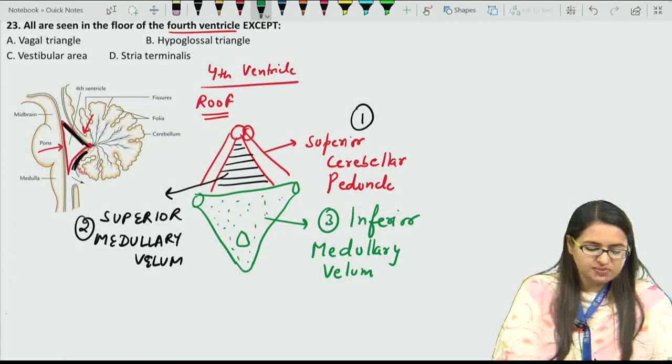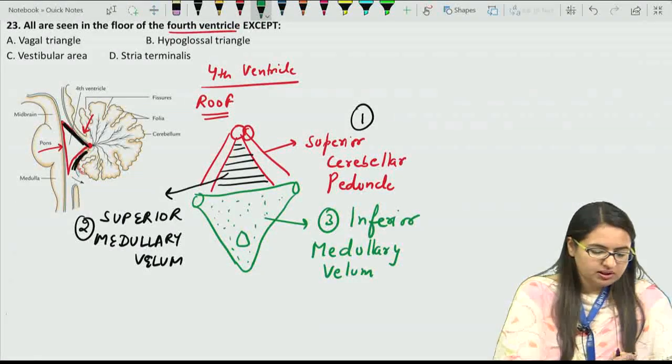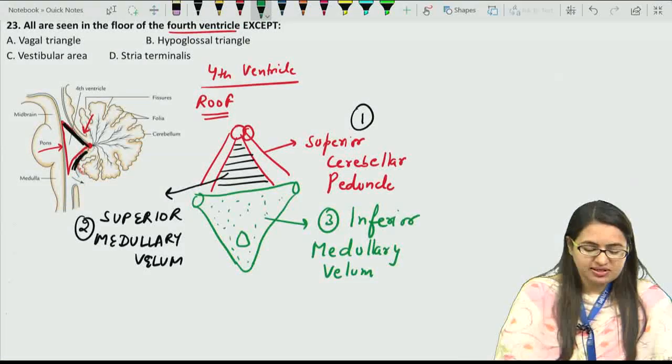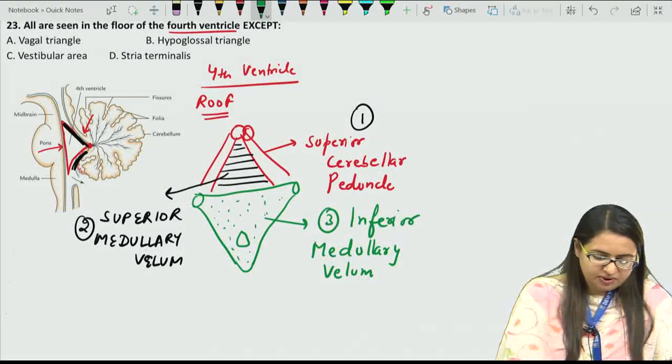So these are the three structures mainly which are forming the roof of the fourth ventricle. Towards the upper side, these first and second structure, and towards the lower side, the third structure. The inferior medullary velum, it is having three openings.